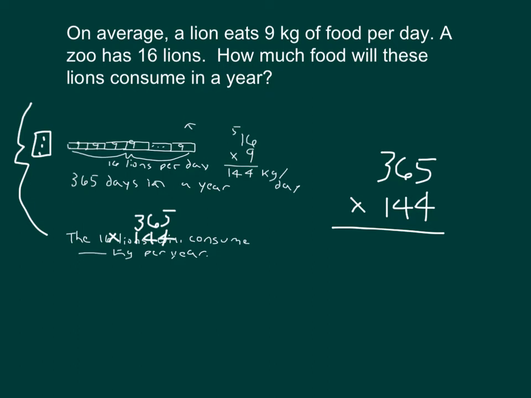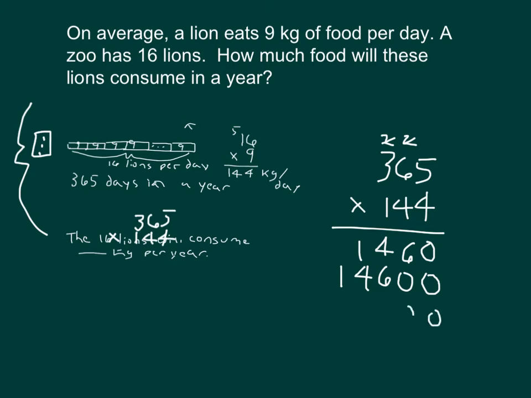365 times the 4 ones to begin with. 4 times 5 is 20, 0 regroup a 2. 4 times 6 is 24, plus 2 is 26, 6 regroup a 2. And 4 times 3 is 12, plus 2 is 14. So that 365 times 4 ones is 1,460 ones, which is 1,460. Times that next 4, which is worth 4 tens, it would also be 1,460 tens. That's why I can write it as 14,600 for that partial product.